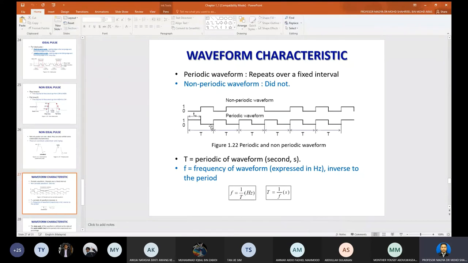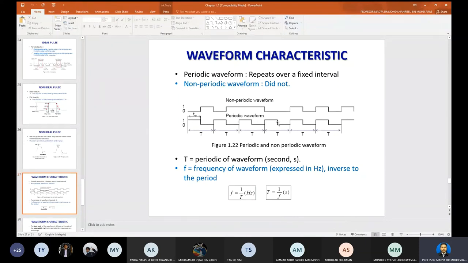0 1 0 1 0 1 0. It will repeat over the fixed interval. This also we can call predictable, for example, like 1 1 0 0 1 1 0 0 1 1 0 0, which repeats over the fixed interval. Or for example, like this one will be 1 1 1 1.